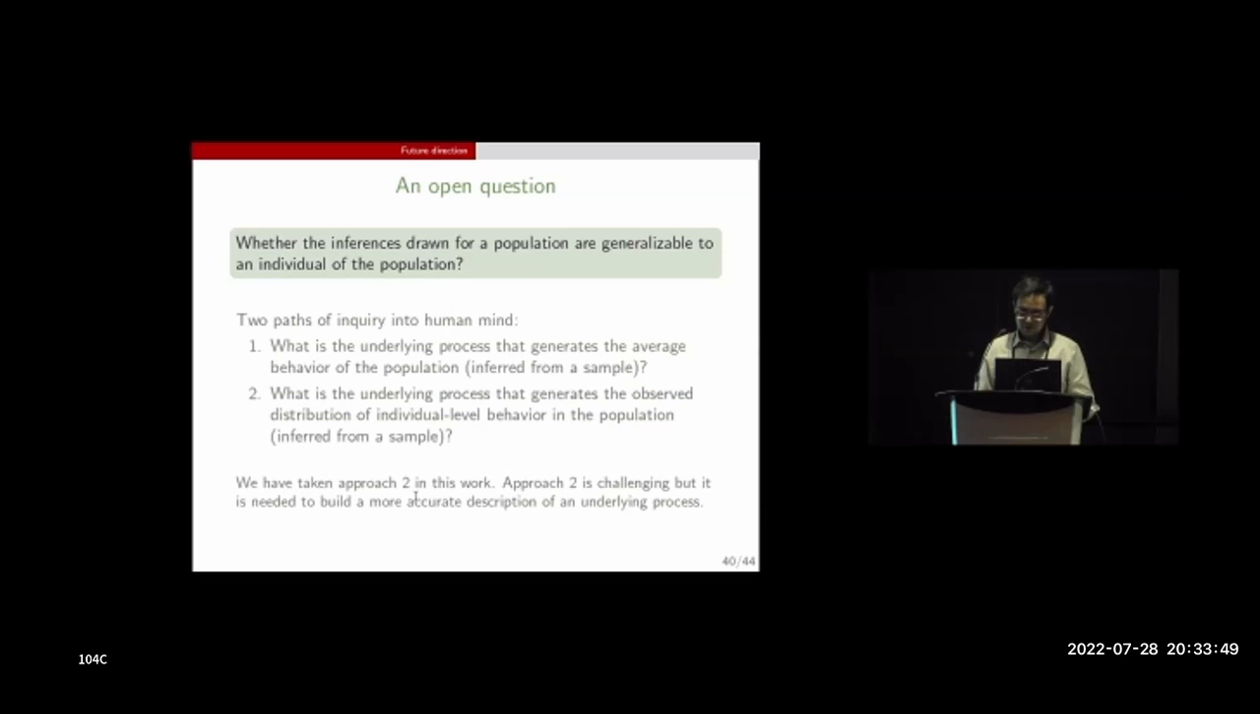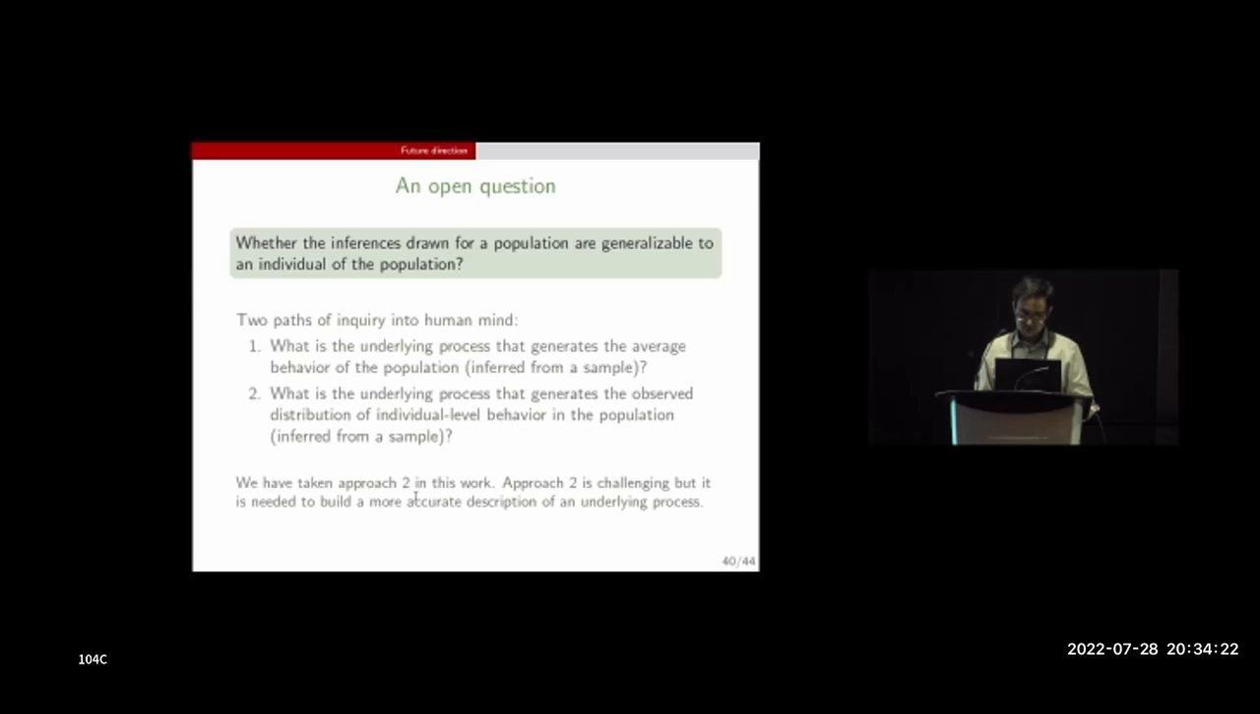And this leads us to these two paths of inquiry into the human mind. First, what is the underlying process that generates the average behavior of the population, the average behavior that we infer from a sample? And of course, this approach is well developed in sentence processing. It's fast, easy to operationalize. But the problem is that it can lead to oversimplification and in some cases, even inaccurate generalization of the underlying process.